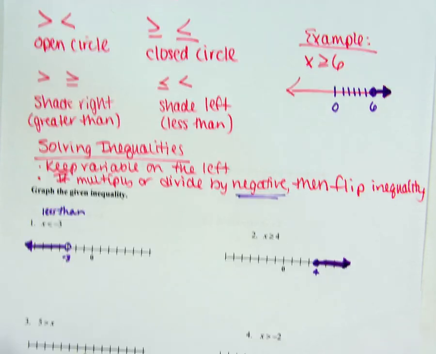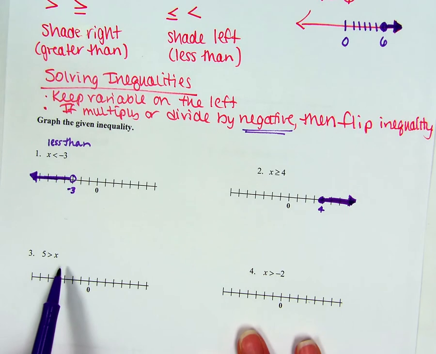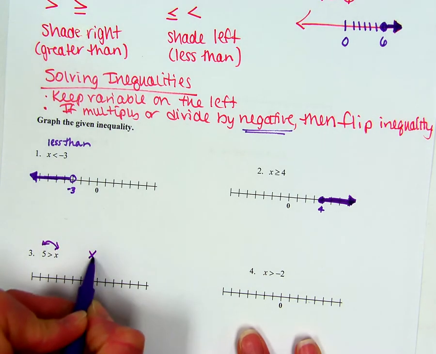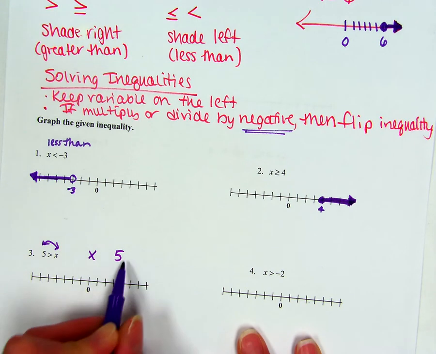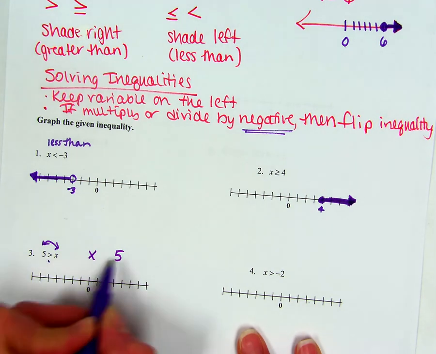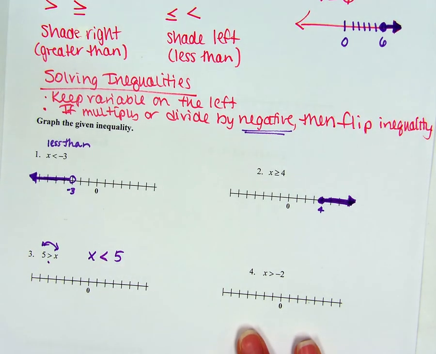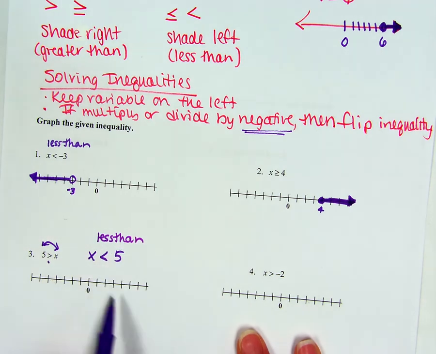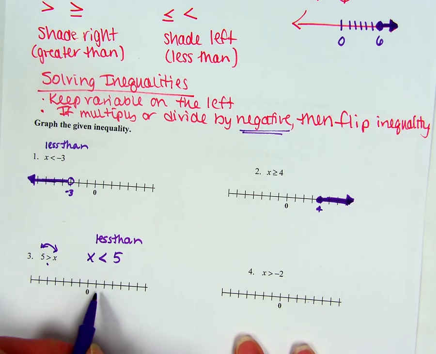All right, number 3, the only difference here is it says 5 is greater than x. So I'm going to flip it around. So we're going to switch everything. When I switch the x to the left side and the 5 to the right side, I'm also going to flip this symbol. So now it says x is less than 5. All right, so I think it's a lot easier to do these problems when the variable's on the left. So find 5.